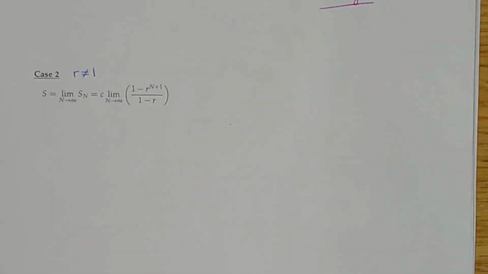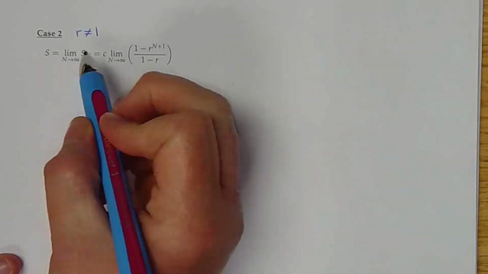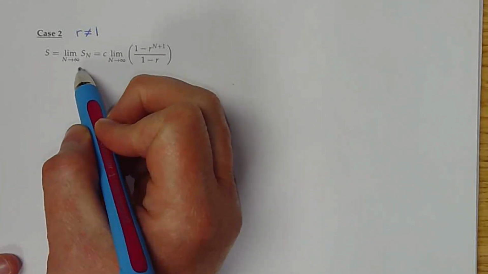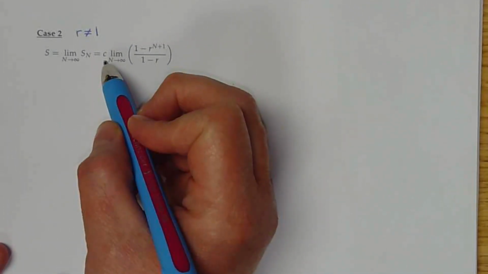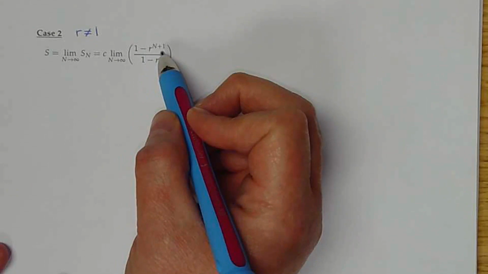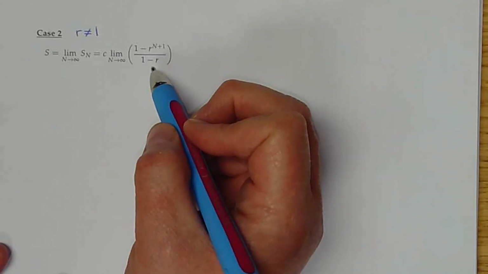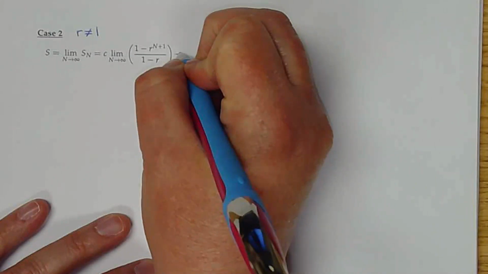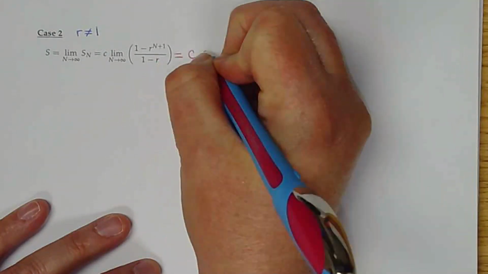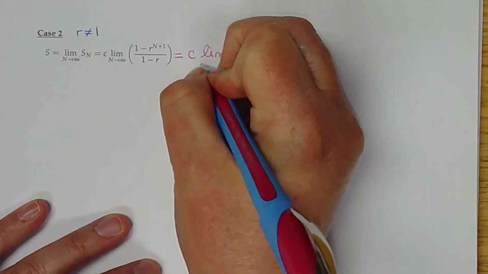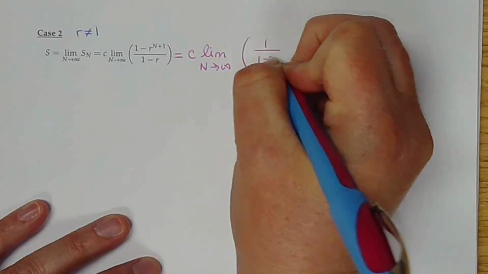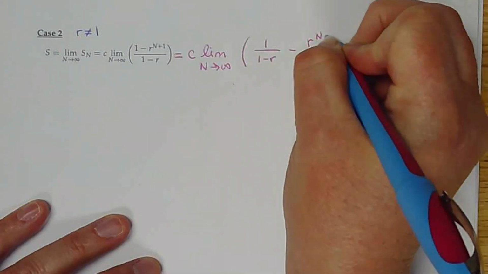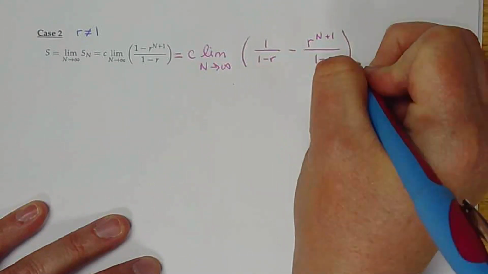And then case 2. For case 2, I brought our limit over from the previous page in the previous video. We have S is equal to the limit as big N goes to infinity of S sub N, which is c, so we pulled our constant out in front, times the limit of (1 minus r to the capital N plus 1) all over 1 minus r. The first thing I'm going to do here is split this into two fractions. So I have c times the limit as capital N goes to infinity of 1 over 1 minus r, minus r to the capital N plus 1 over 1 minus r.